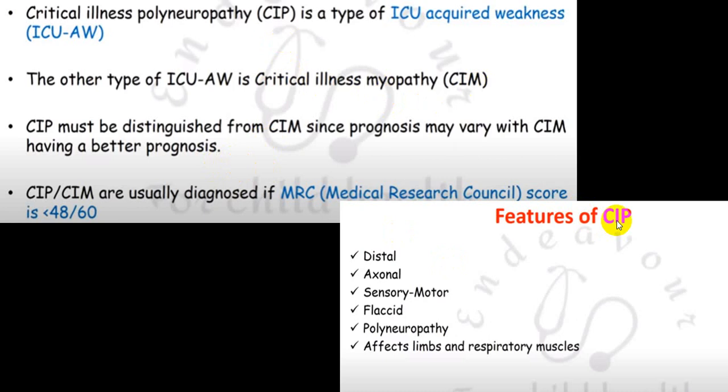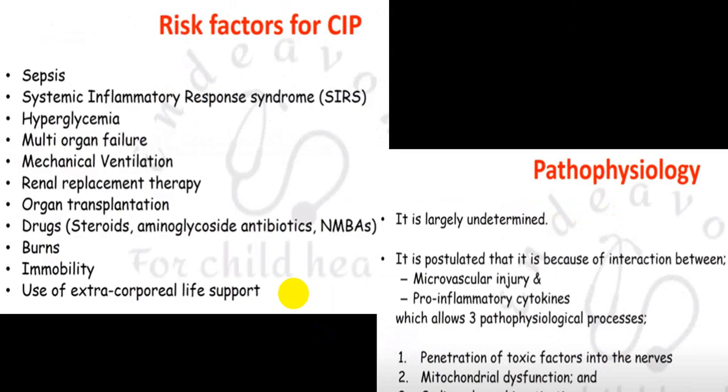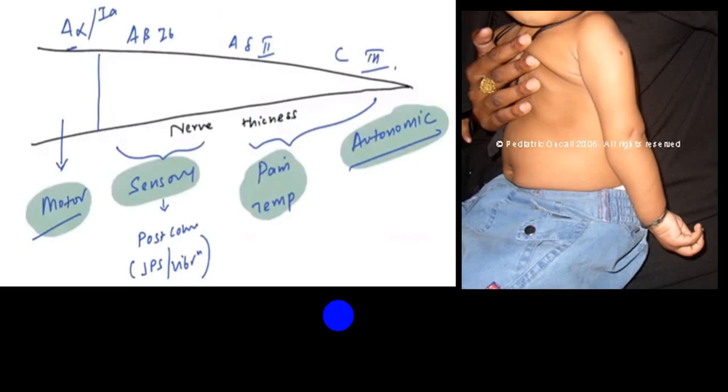So in a CIP, you can have distal more involvement, axonal more involved, and sensory and motor can be involved. It is very frequently a flaccid polyneuropathy variety. So you should keep this in mind. There are certain factors which are responsible for CIP, like a person who is admitted for sepsis, SARS, hyperglycemia, multi-organ failure, a person who is on mechanical ventilation, organ transplant, a person who is on steroids, or on a drug like aminoglycosides, extensive burns, a person who is totally immobile, etc. We don't go into detail regarding the pathophysiology.